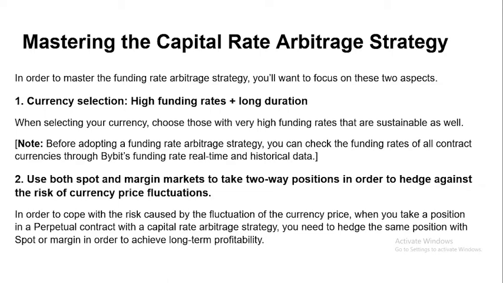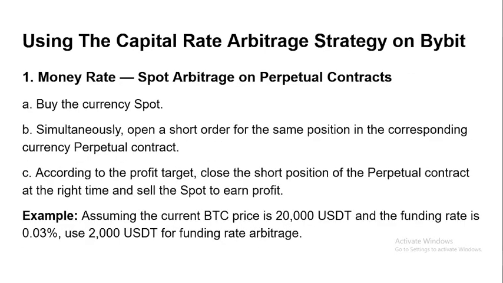2. Use both spot and margin markets to take two-way positions in order to hedge against the risk of currency price fluctuations. In order to cope with the risk caused by fluctuation of the currency price, when you take a position in a perpetual contract of a funding rate arbitrage strategy, you need to hedge the same position with spot or margin in order to achieve long-term profitability.